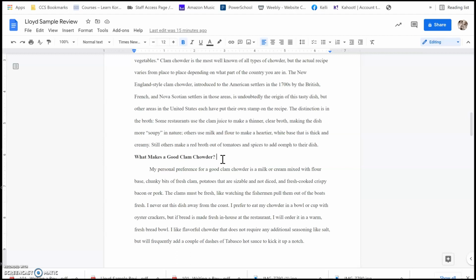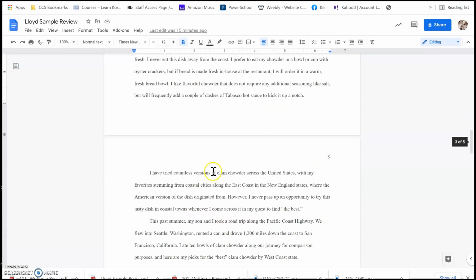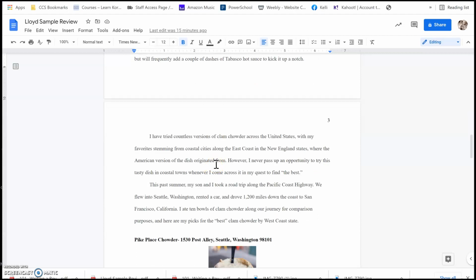This isn't the United States standard. Everybody is different, but these are my particular criteria for evaluation that I use to establish whether or not I believe a clam chowder is good or bad. Okay, then I go on to set up my experiment. I talk about the clam chowder that I've had across the coast, and I said that my favorites are usually in New England states, but that for purposes of this review, I never pass up an opportunity to taste this in coastal towns whenever I come across it because I'm trying to find the best.